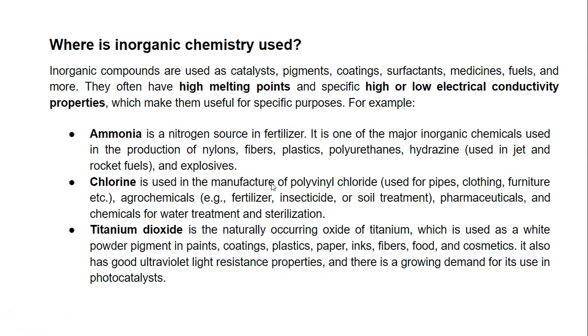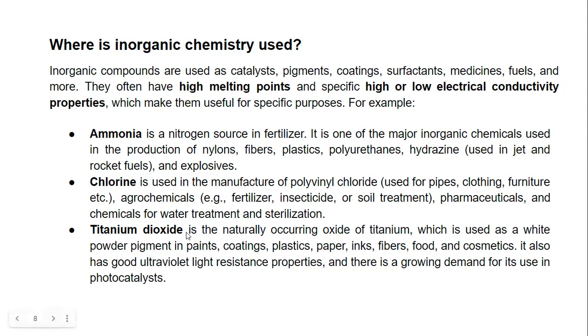Chlorine is used in the manufacture of PVC, polyvinyl chloride pipes, for clothing, and furniture purposes. In agrochemicals, again in fertilizer, chlorine is being used for insecticides, soil treatment, pharmaceuticals, and chemicals for water treatment and sterilization. Chlorine is the best for water treatment. It is used to clean the water.